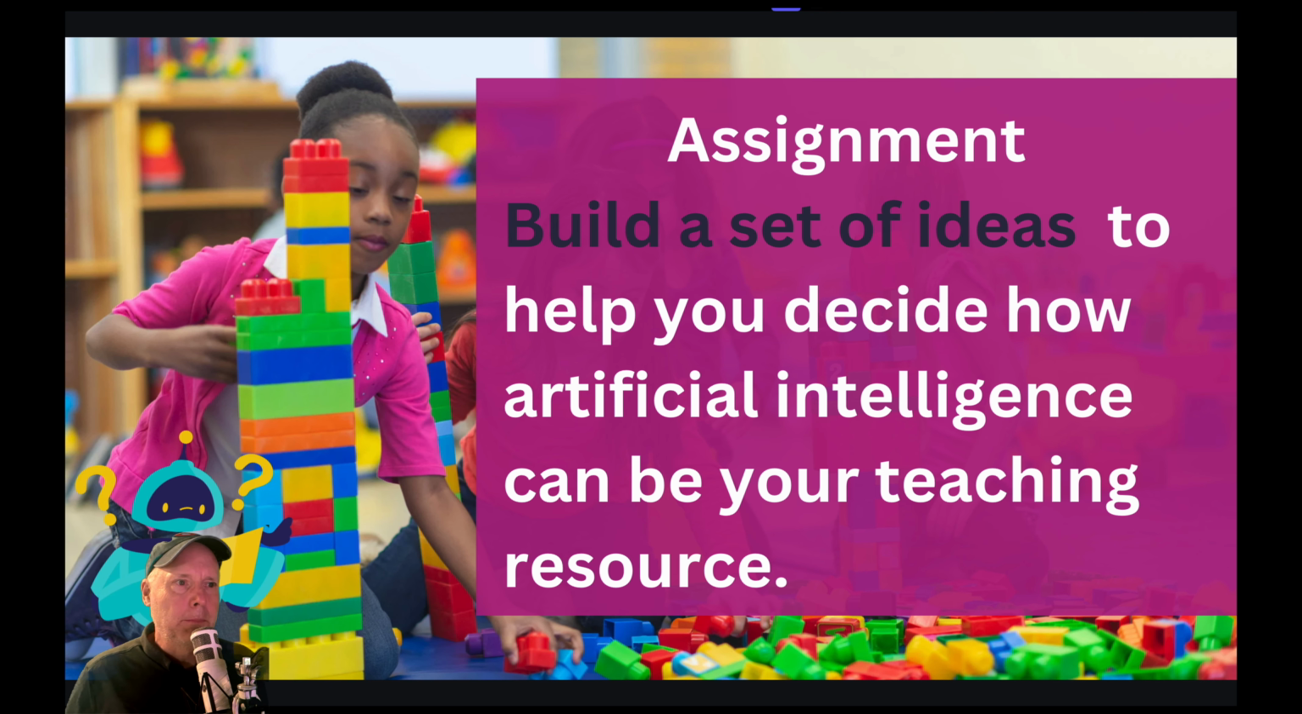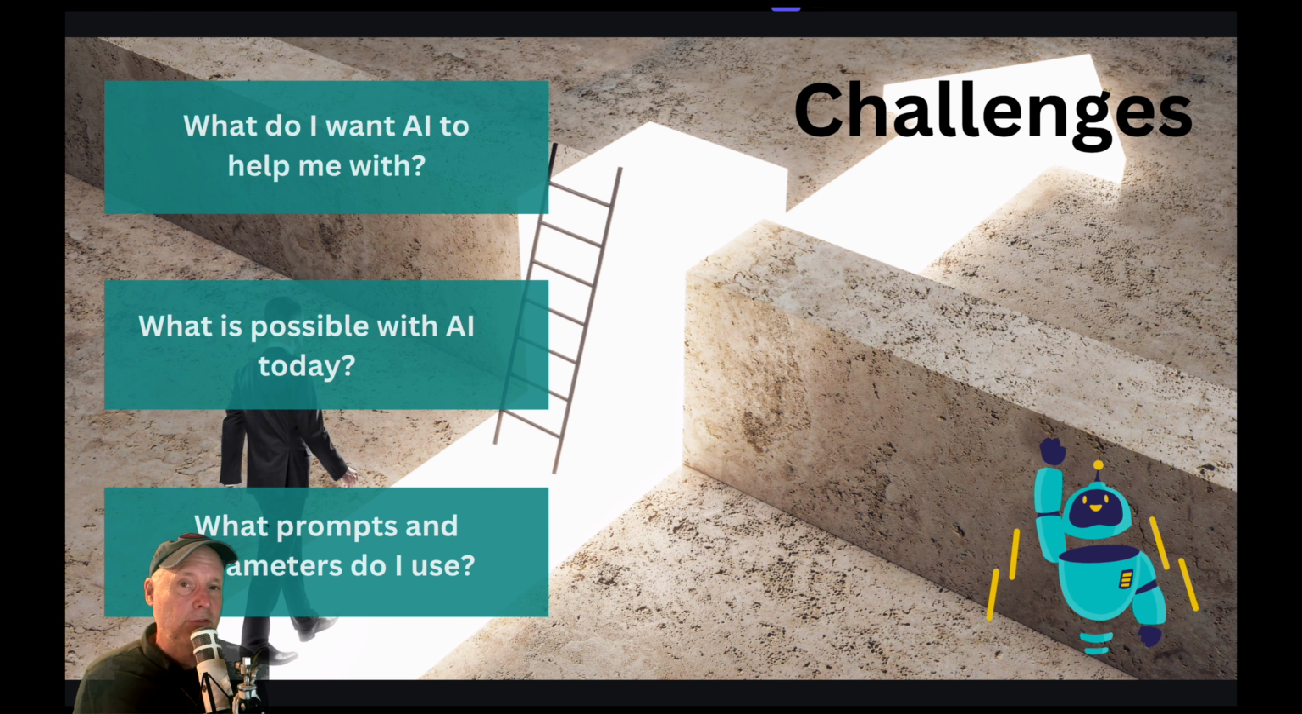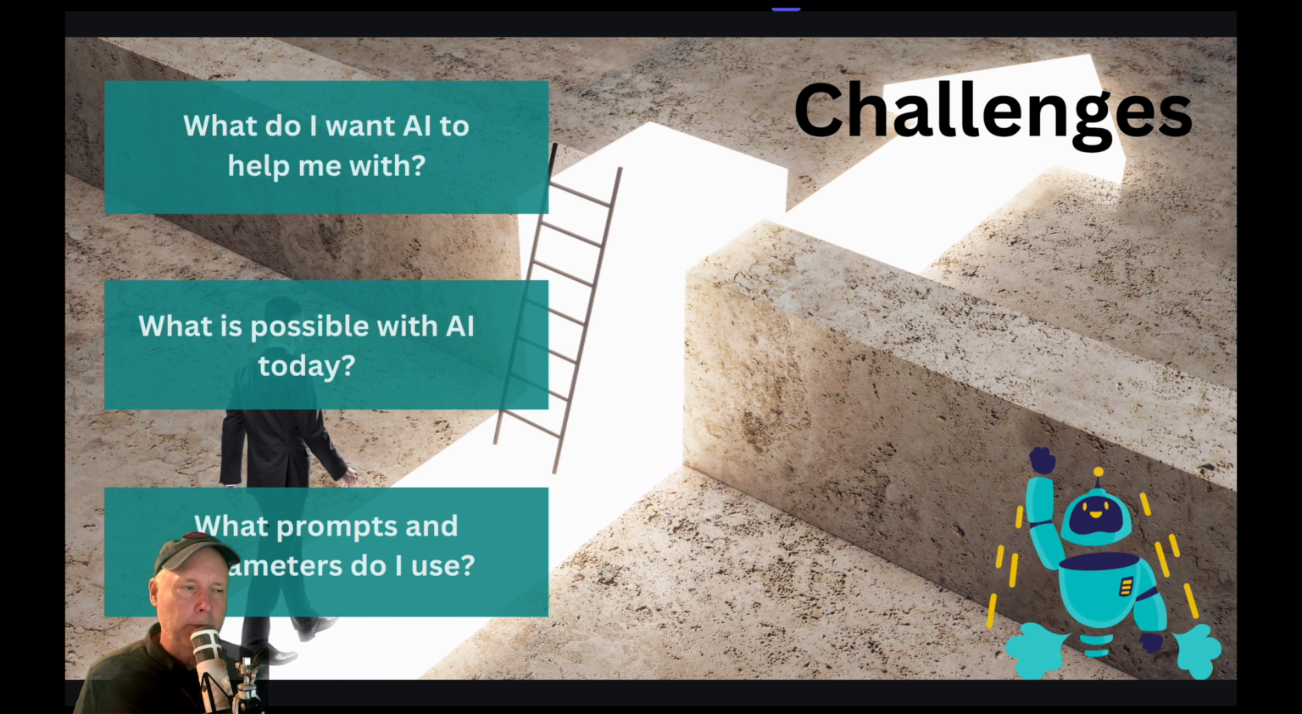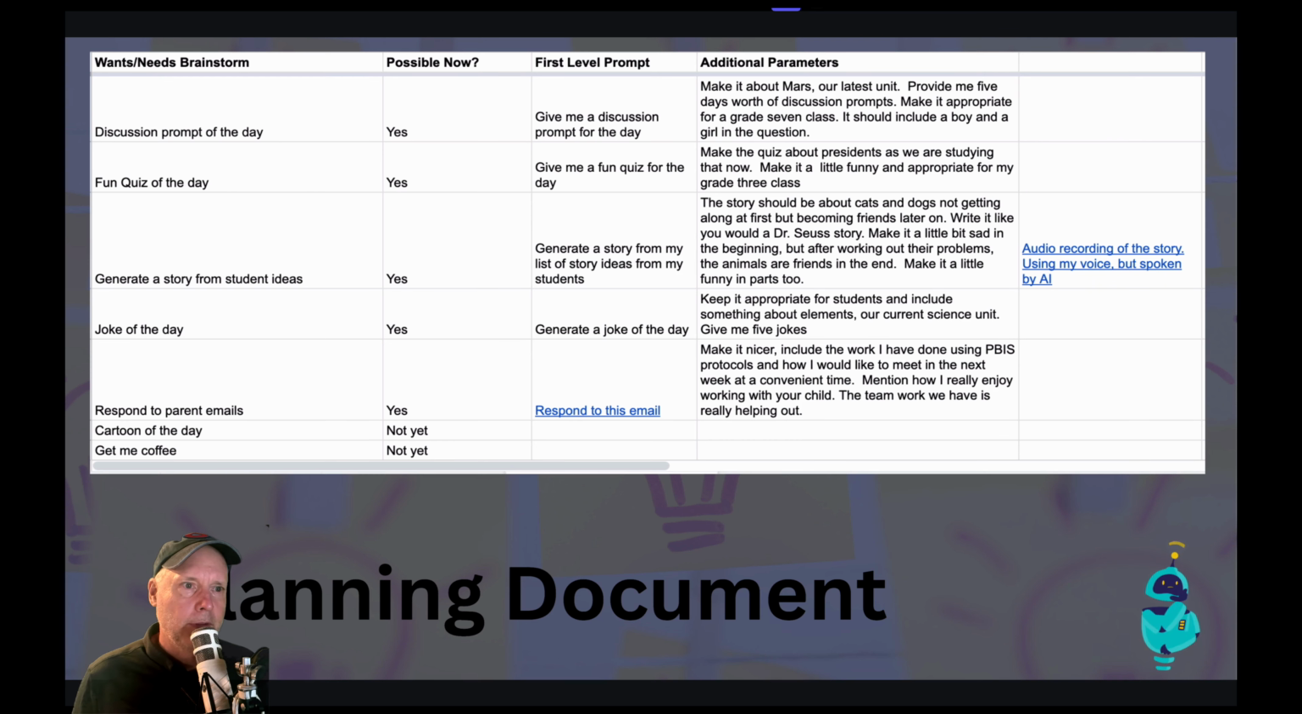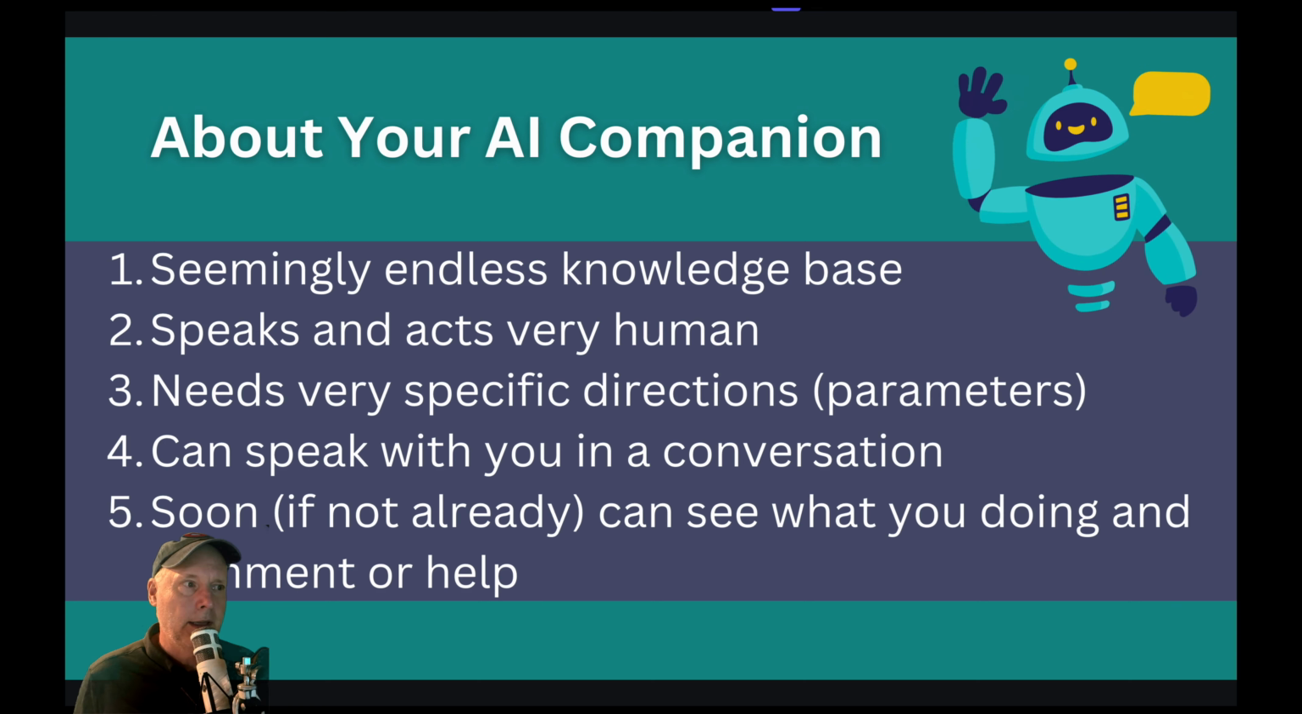So here's your assignment. You're going to build a set of ideas to help you decide how artificial intelligence can be your teaching resource. Here's some of the challenges that go along with that. Think about, what do I want AI to help me with? What is possible with AI today? And that's always changing. Remember, every time you use AI, it's the worst version ever of it. It only gets better. And what prompts and parameters do I use? You'll be filling out a planning document. It'll look similar to this, except you'll have your own. That'll help you along the way.